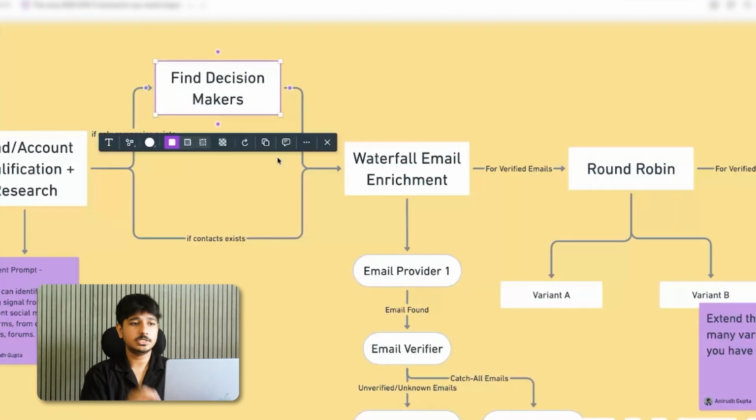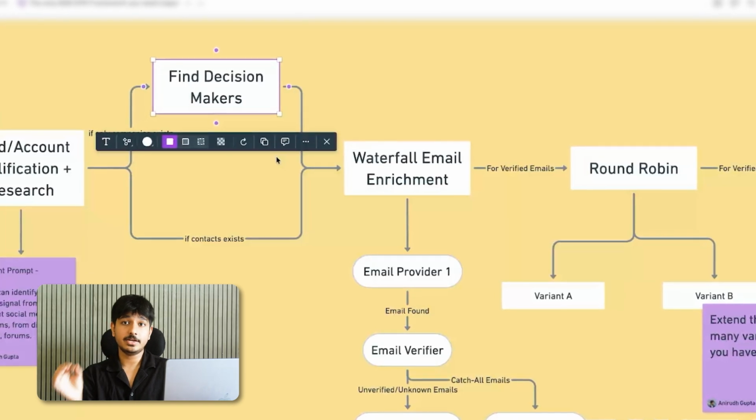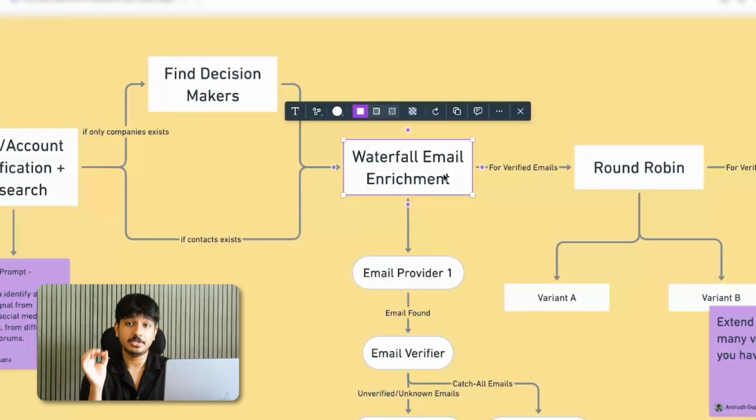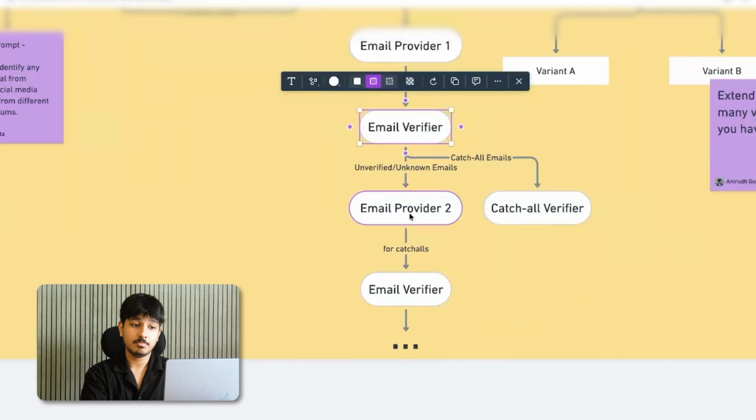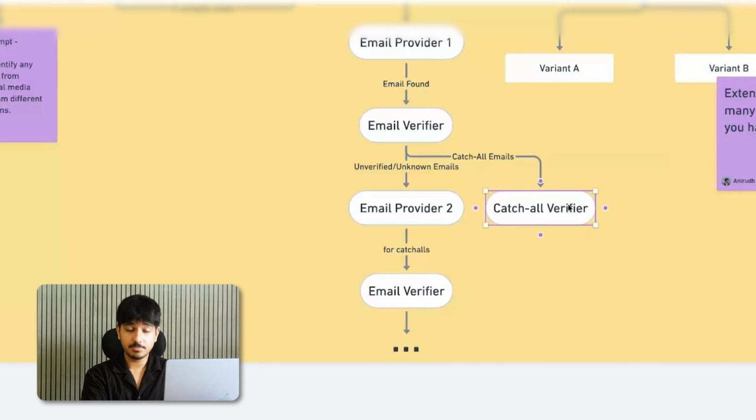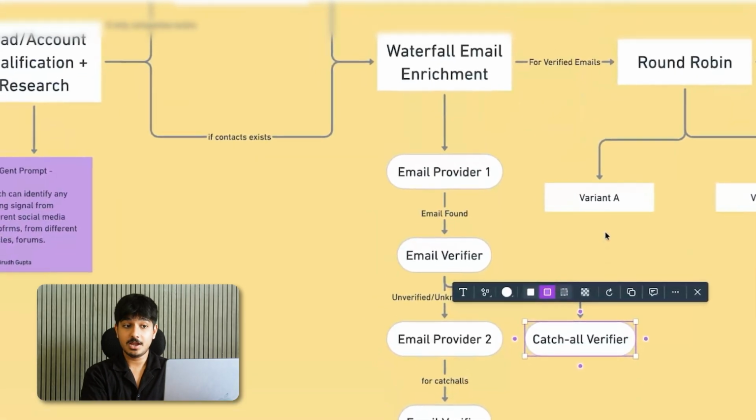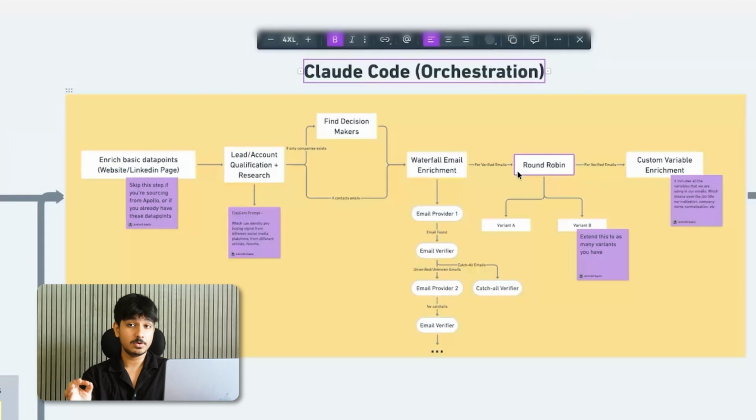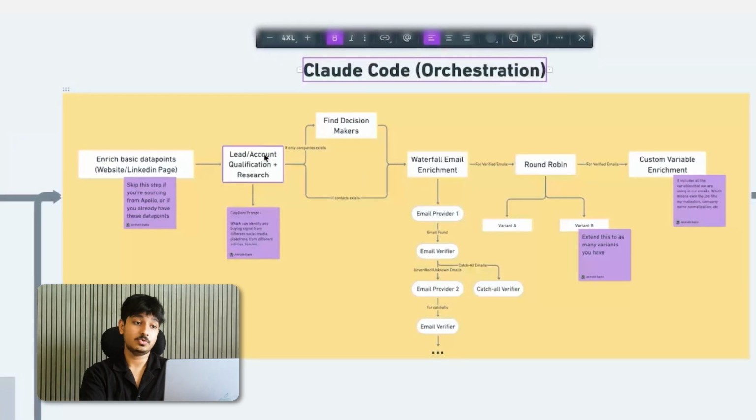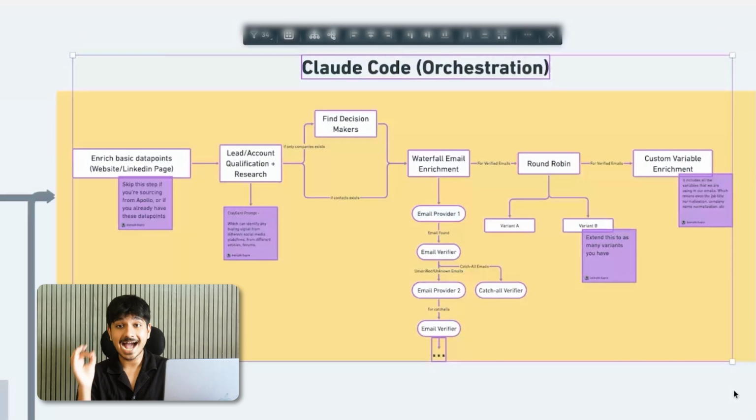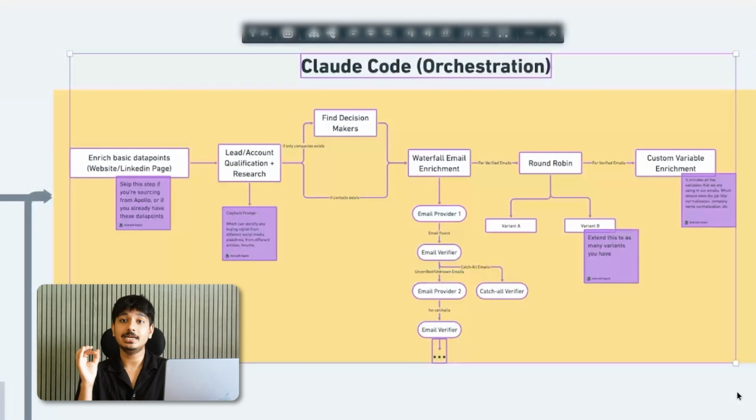And for all the decision makers that we find in your qualified company list, we typically use multiple email providers to find their emails and verify them using different verifiers. For all the catch-all emails, we use a catch-all email verifier. Now you need to ensure that we're not just using Claude Code, we're using multiple other APIs and multiple different services to actually make this a successful process and get the highest quality and highest intent lead list for you.